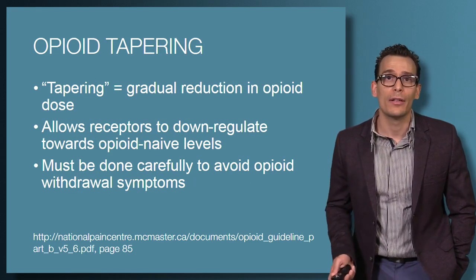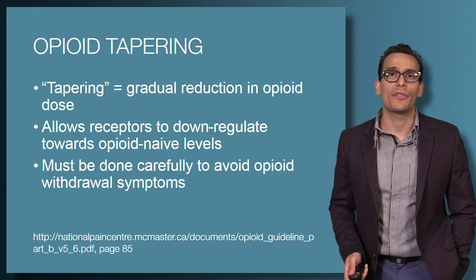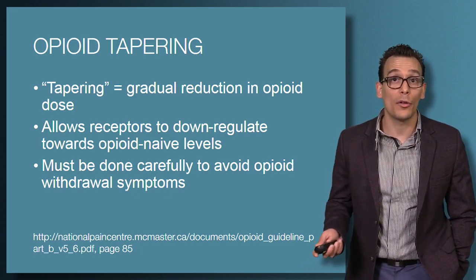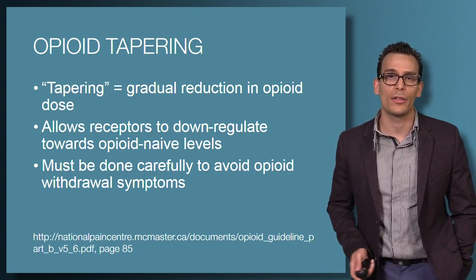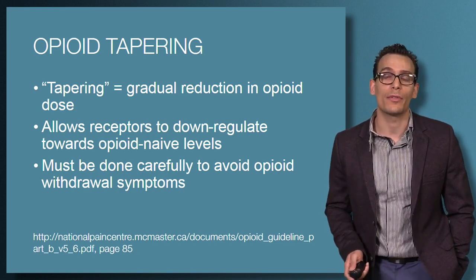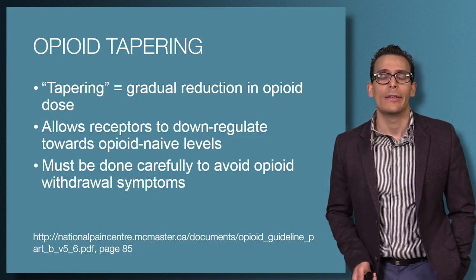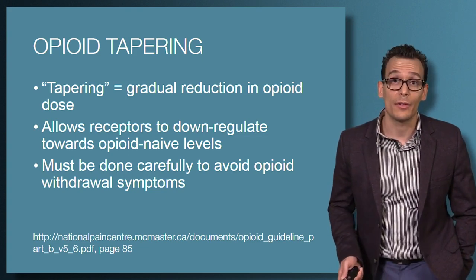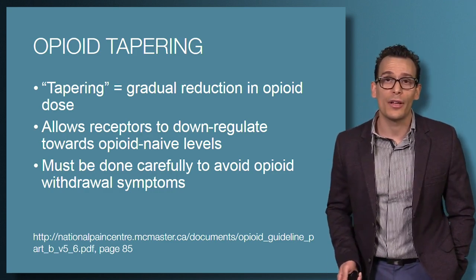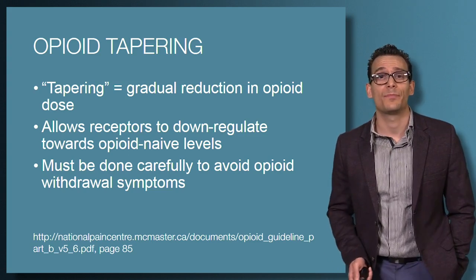Now, opioid tapering. Tapering is a gradual reduction in opioid dose, and this allows receptors to downregulate towards opioid naive levels. This is also a strategy to address opioid tolerance. Opioid tapering, however, must be done carefully to avoid opioid withdrawal symptoms. Although they're not fatal, they may be quite unpleasant for the patient, and can be described as bad flu-like symptoms. Examples include irritability, anxiety, myalgias, GI upset, sweats, and goosebumps.